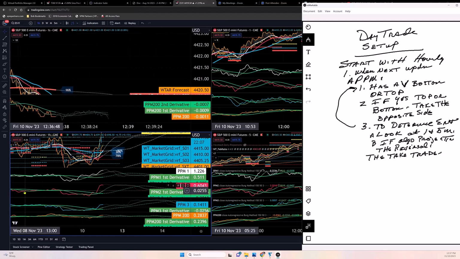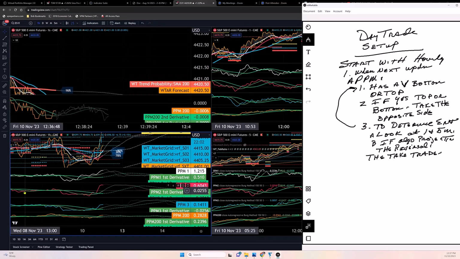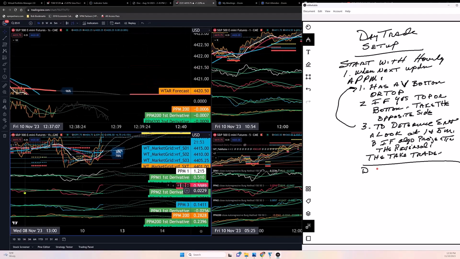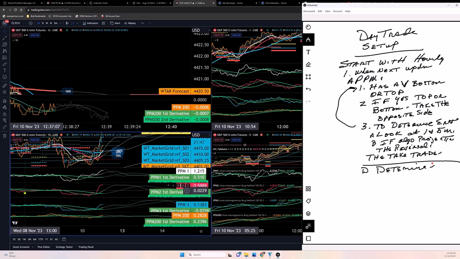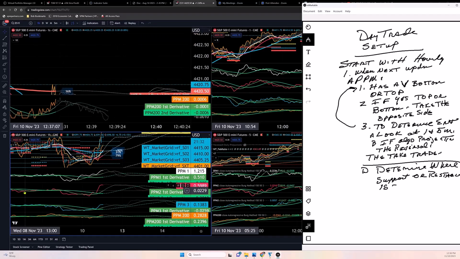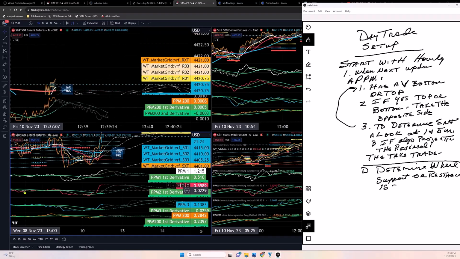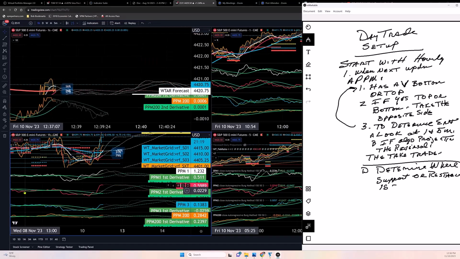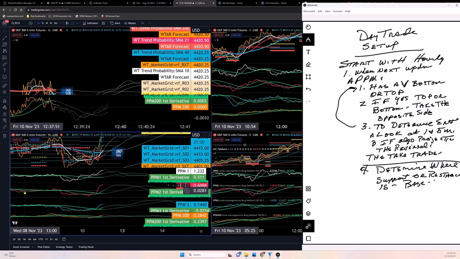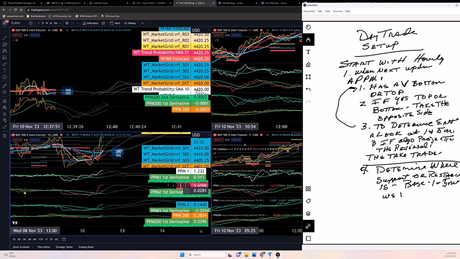So we take the trade, and then we're going to do something we don't have on the screen right now, but there's a couple things we can do. As we're doing this analysis, we want to determine where support or resistance is, okay? And what I'm going to use is the moving averages. We're using the 10 period when we determine where that support and resistance is based on the 1 and 5 minute charts. We develop a target.